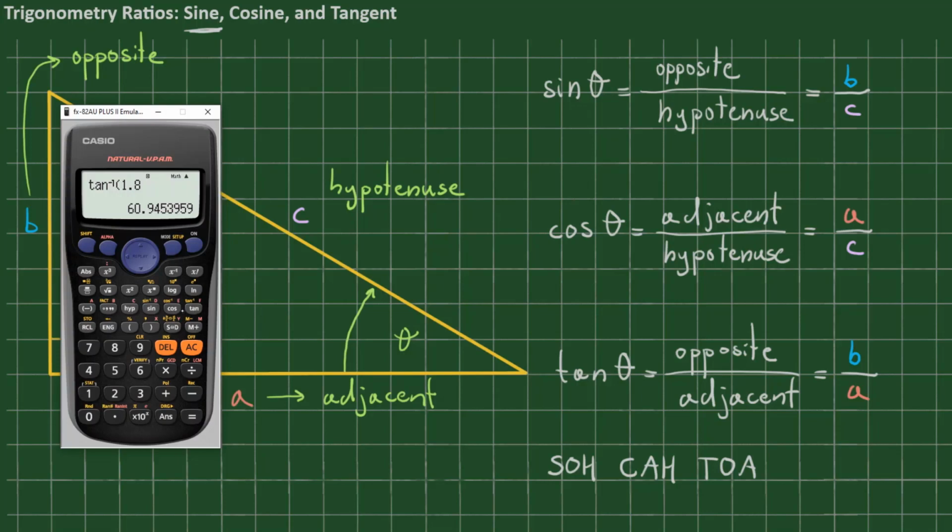So to recap, if you need to go from an angle to a value, you will use sine, cos, and tan. And if you need to go from a value to an angle, you will use the inverse of sine, inverse of cos, and inverse of tan.